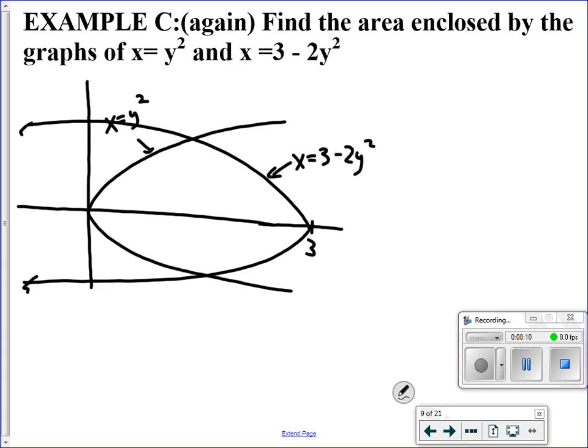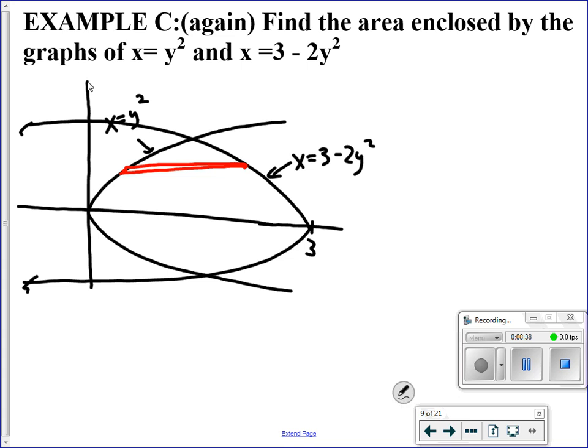But the beauty of using horizontal strips this time is that no matter where I draw my representative horizontal strip, x right always falls on the parabola x equals 3 minus 2y squared, and x left always falls on the parabola x equals y squared. It's not like x right changes or x left changes, so we can get away with one integral.